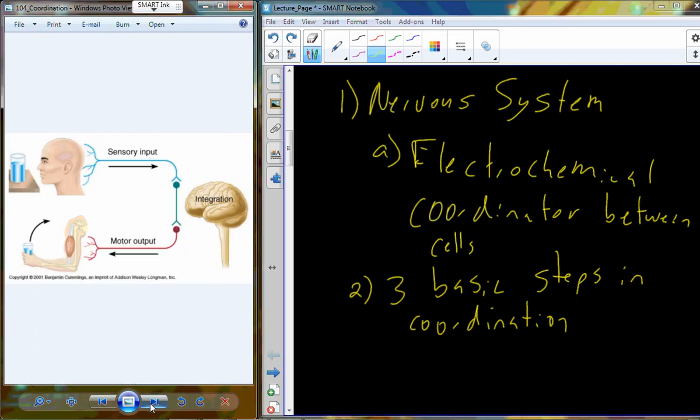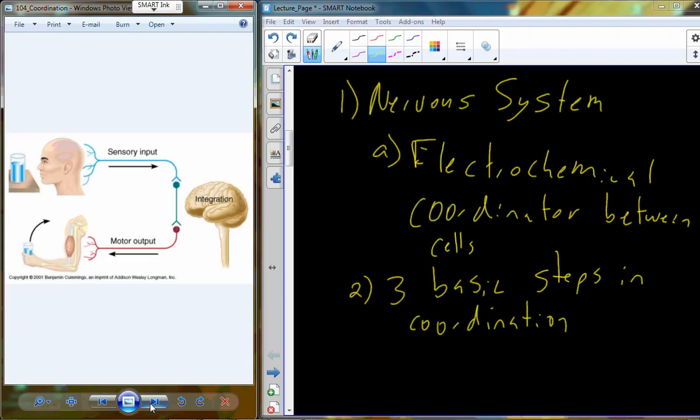And there are actually three basic steps in coordination. And you can see those three basic steps here. You have some sort of sensory input or sensory signal. So in this case, the guy is observing a glass of water. He's like, oh, there's a glass of water. That information from the eyes is sent in as sensory input to an integrating center. This is typically going to be in the brain, or a lot of times actually in the spinal cord, which are both part of the central nervous system. We'll get there a little later.